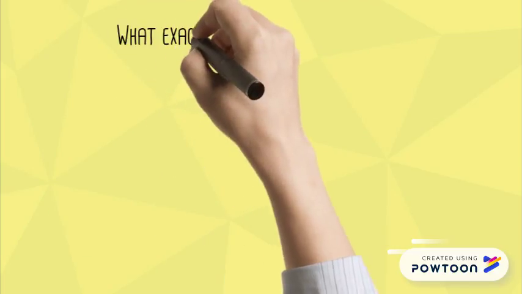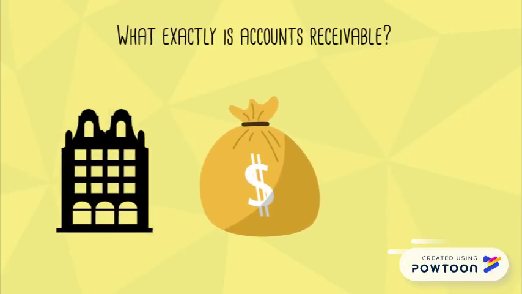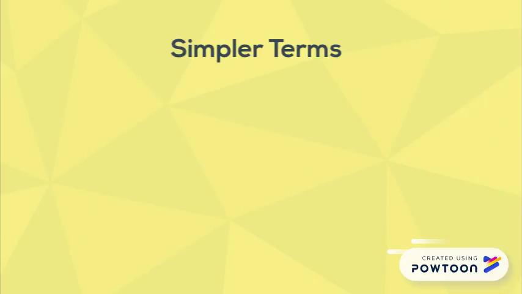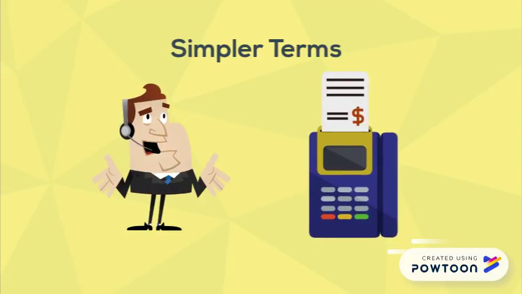So, what exactly is an accounts receivable? Well, accounts receivable is money owed to a company by its debtors. In simpler terms, this means it is money that a company expects to collect from a service or sale that they have provided to a customer.